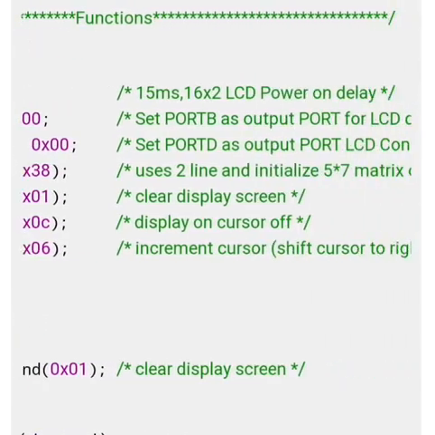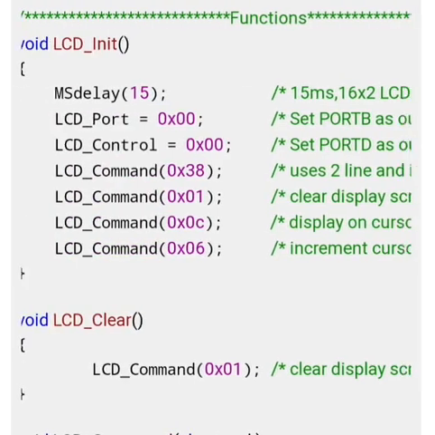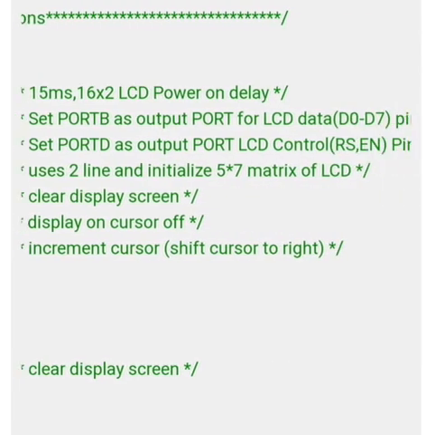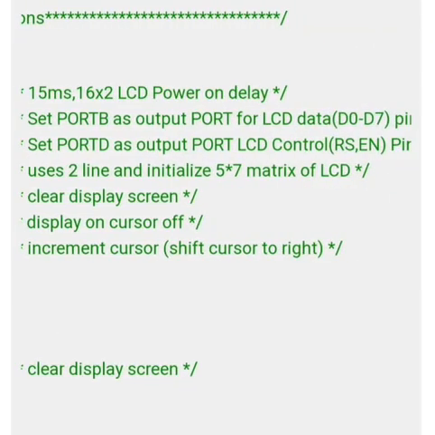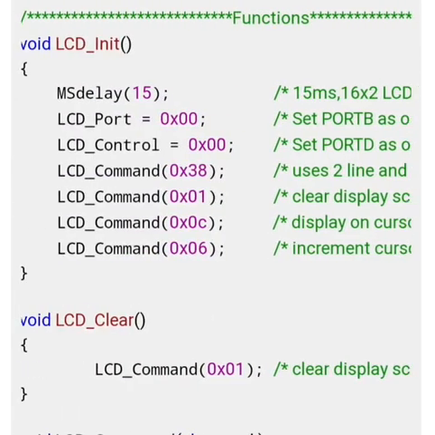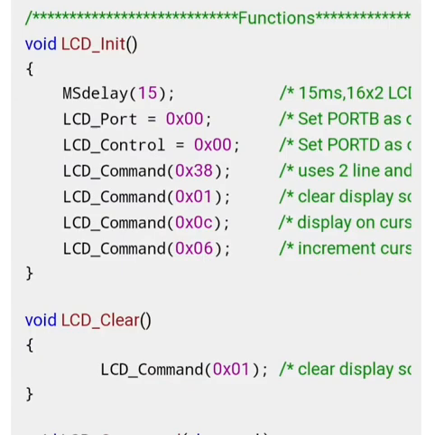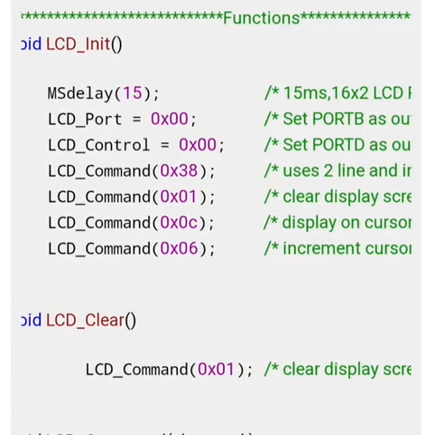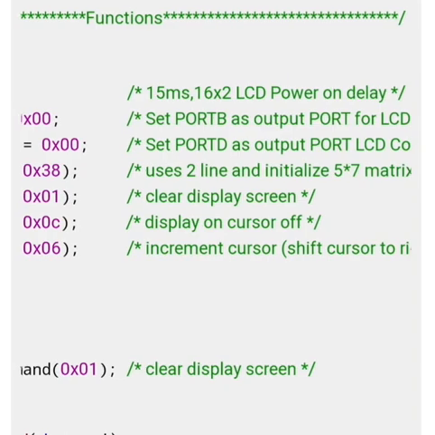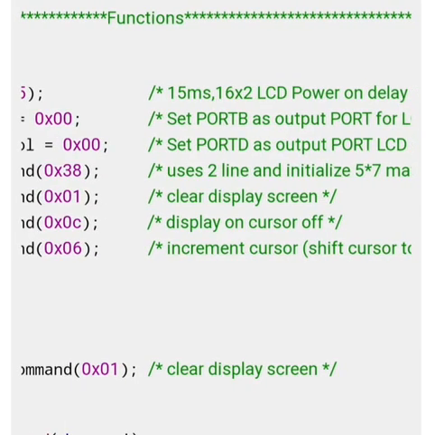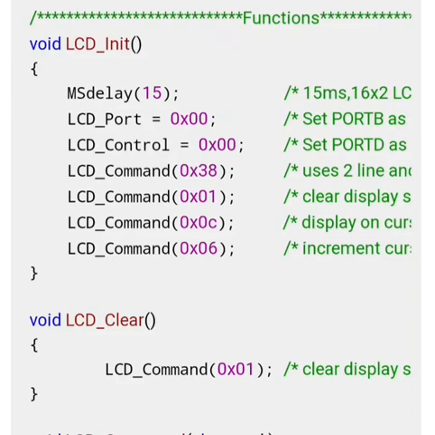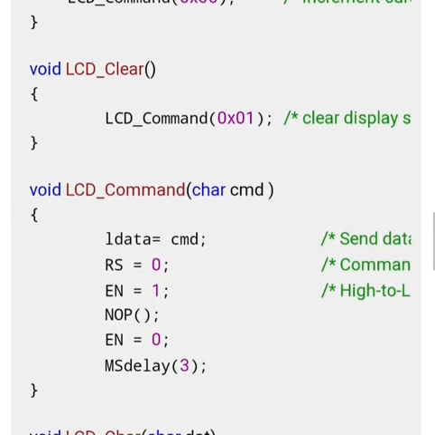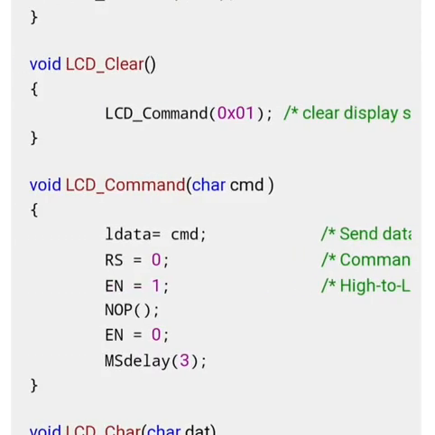Now the delay function, then set port B as output port for LCD data pins, then LCD control, so port D is set as an output port. Then different commands are given. 0x38 uses 2 lines and initializes a 5 by 7 matrix. Then 0x01 is clear display screen, 0x0C is display on cursor off, and 0x06 is the increment cursor. Then next is LCD command 0x01, that is clear display again.